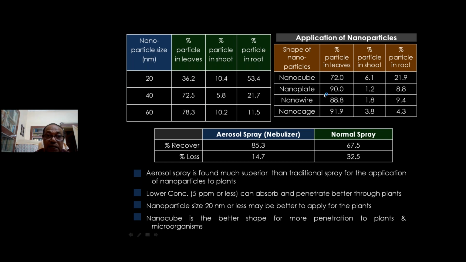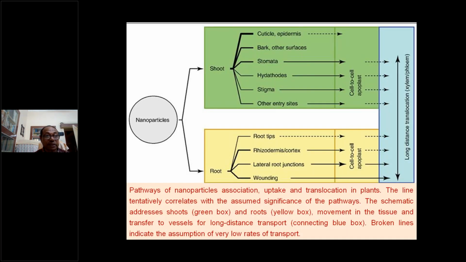Coming to the roots, plate-shaped, wire-shaped, or tube-shaped nanoparticles. This should be considered when spraying. The aerosol spray should be used. Again, particle size should be as small as possible, and tube-shaped nanoparticles are better for agriculture use.